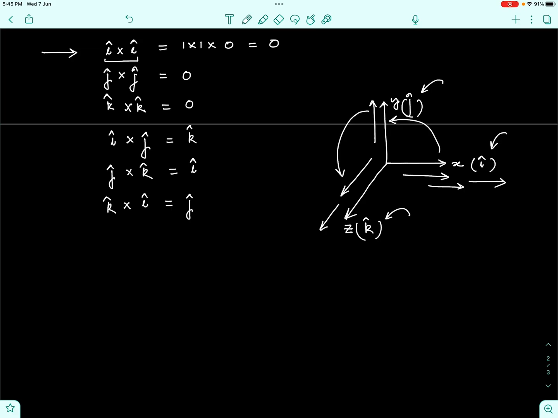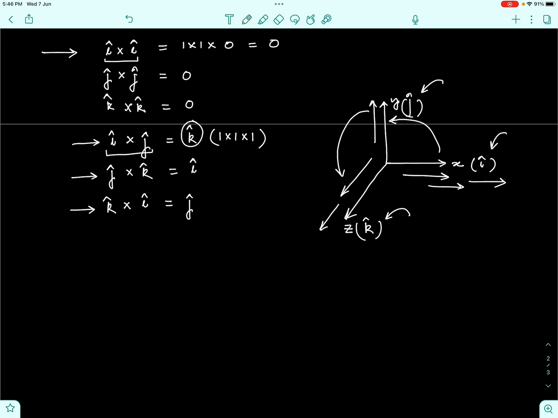I hope you all understand that magnitude wise, all 3 unit vectors i cap, j cap and k cap have a magnitude of 1 and all of them are perpendicular to each other. The angle between them is 90 degrees. So the magnitude will be the magnitude of i cap into the magnitude of j cap into sine of 90, which is also 1. So the magnitude of each of these is always 1 and the directions are the other unit vectors. So everywhere i cap cross j cap will be the third unit vector k cap, j cap cross k cap will be the third unit vector i cap and k cap cross i cap will be the third unit vector j cap.